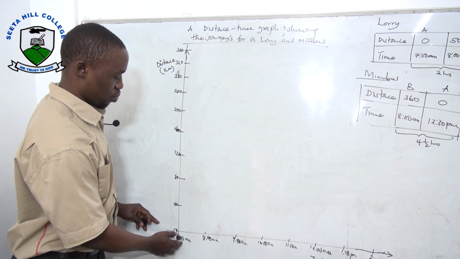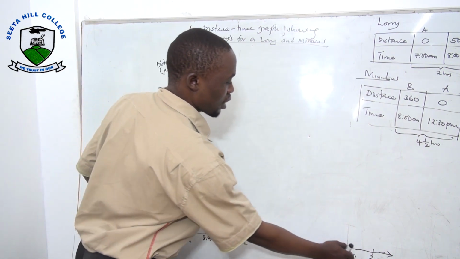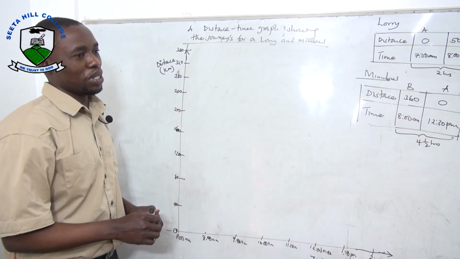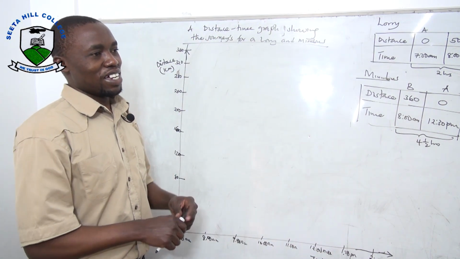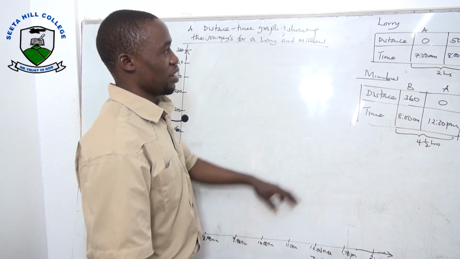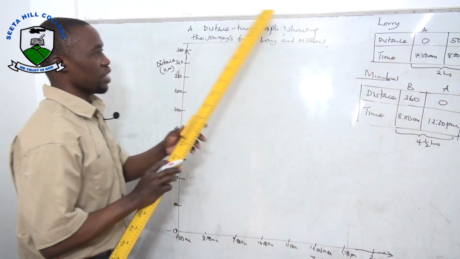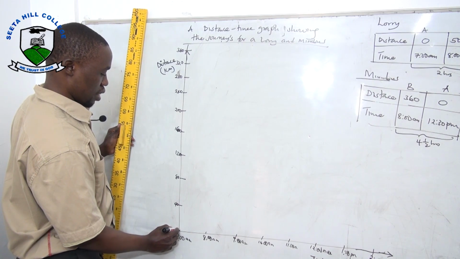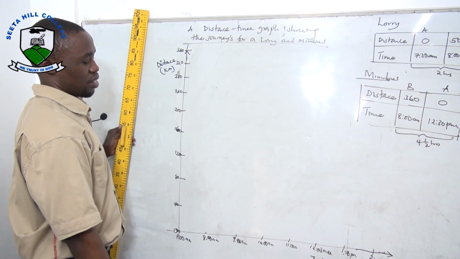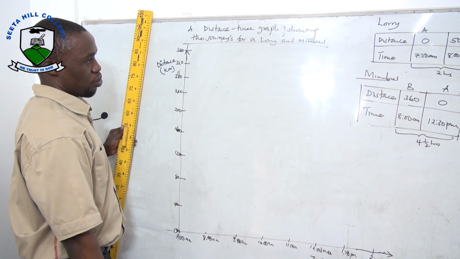Yes, how many are these? 1, 2, 3, 4, 5, 6, 7, 8. Do you believe that? Okay, we start with the lorry. The lorry 0 goes with 7. Then, where will be 50?